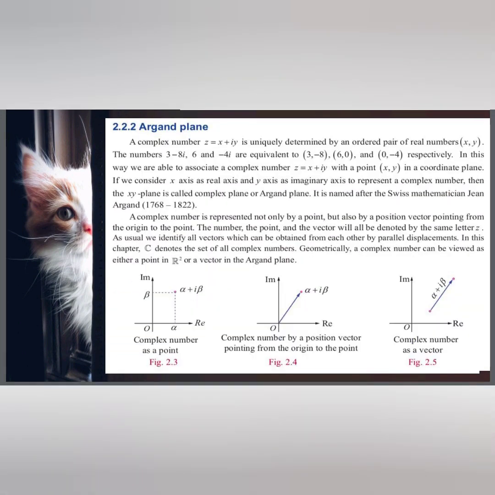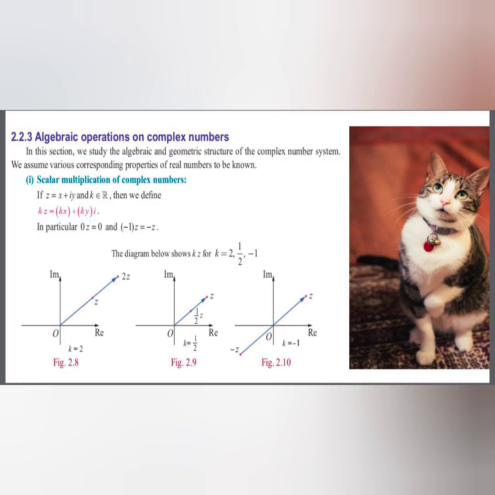Now, the Argand plane. Any complex number can be represented as an ordered pair. Okay, if it is an ordered pair, we can represent them in the x-axis and y-axis. But in complex numbers, we will represent them treating the x-axis as the real axis and the y-axis as the imaginary axis. Okay, this xy plane is called the complex plane or Argand plane, and it is named after the Swiss mathematician Jean Argand. Now we will see the algebraic operations of complex numbers.